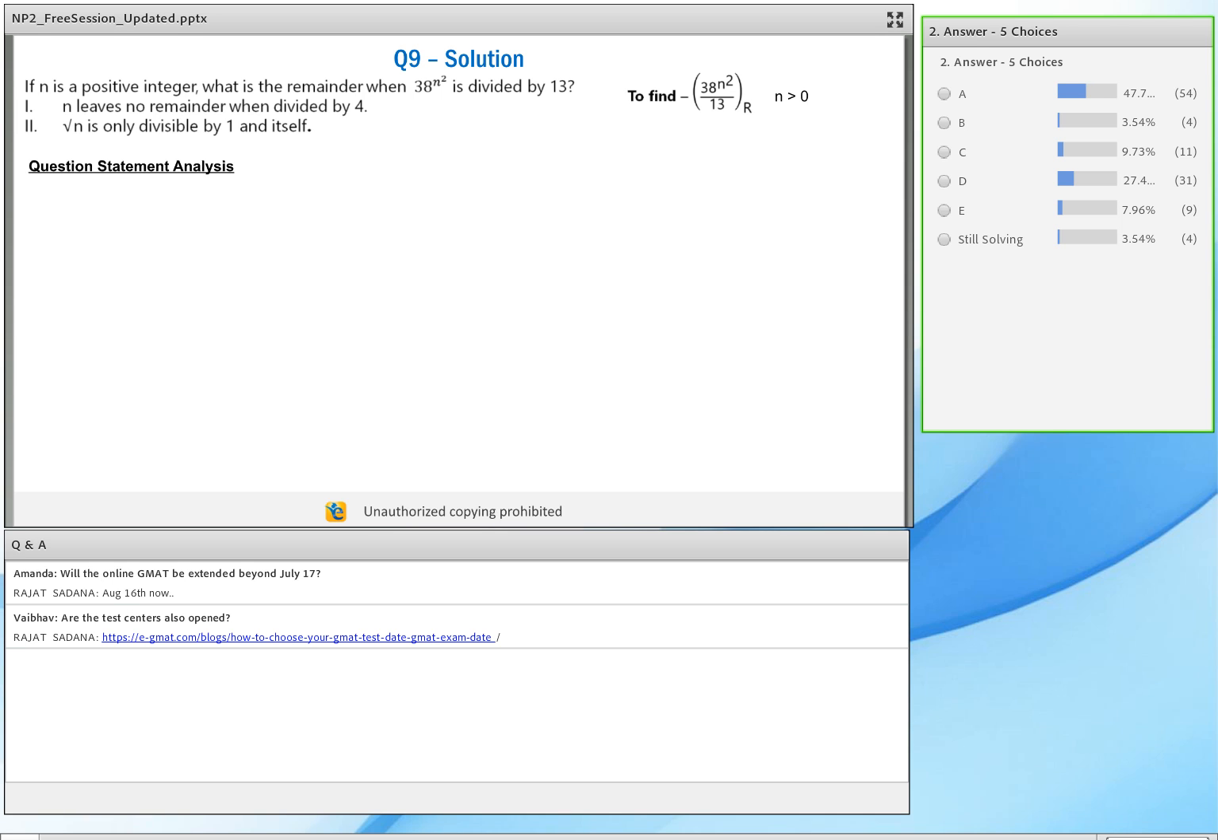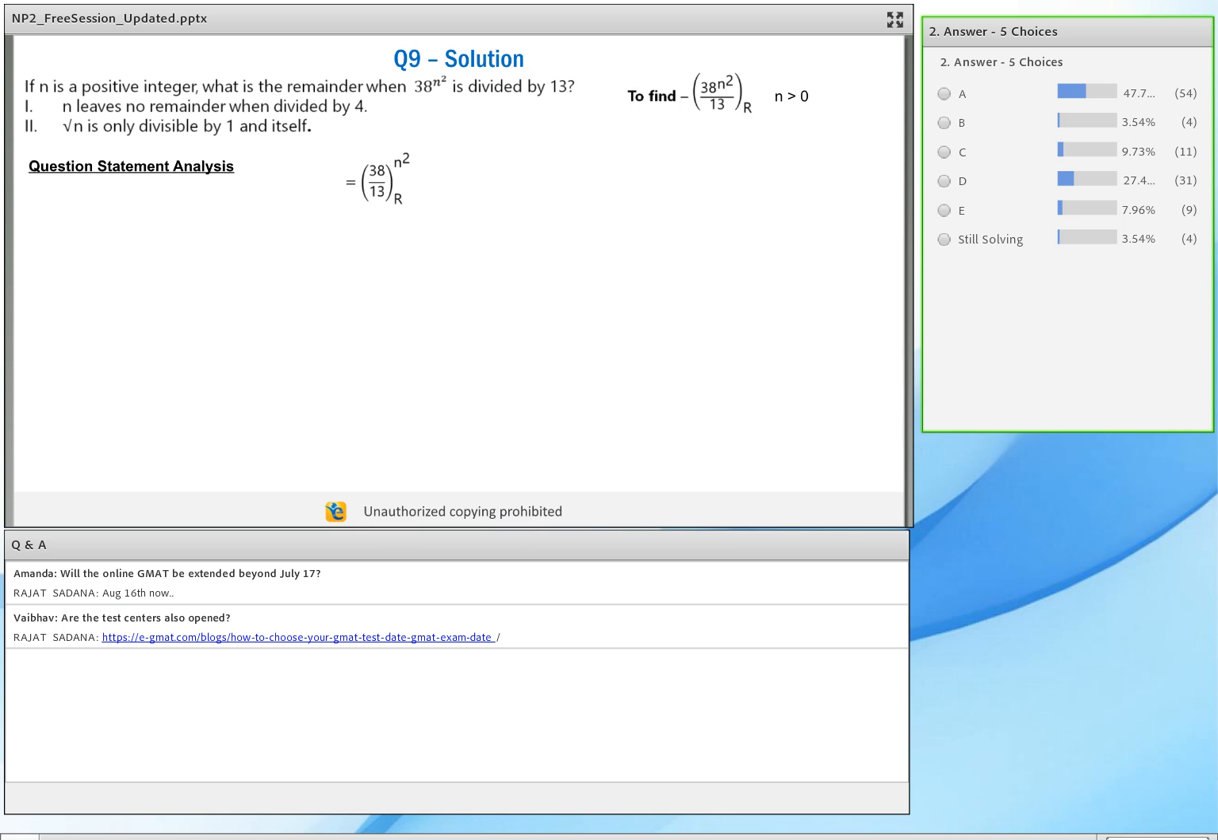What we are given is the remainder of this complex expression, 38 to the power n square, when that number is divided by 13, where n is greater than 0 and is a positive integer. And we have to find out what the remainder is. Now, let's simplify this.